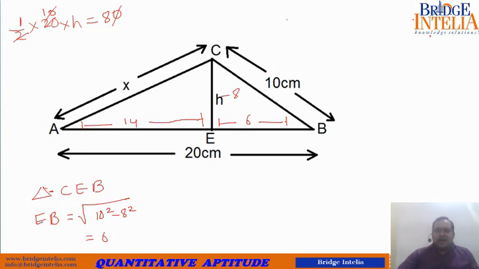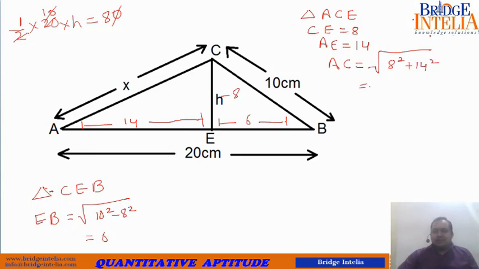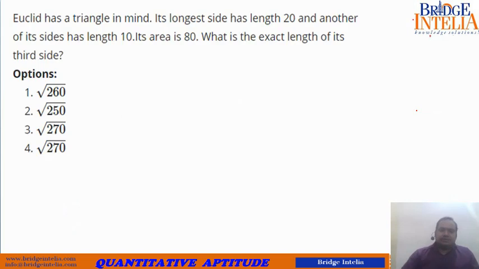So now in triangle ACE, CE is equal to 8, AE is equal to 14. So AC is what? Applying Pythagoras theorem, AC will be equal to under root of 8 square plus 14 square, or else under root of 64 plus 196. So this comes out to be under root of 260. So this option is the correct one.